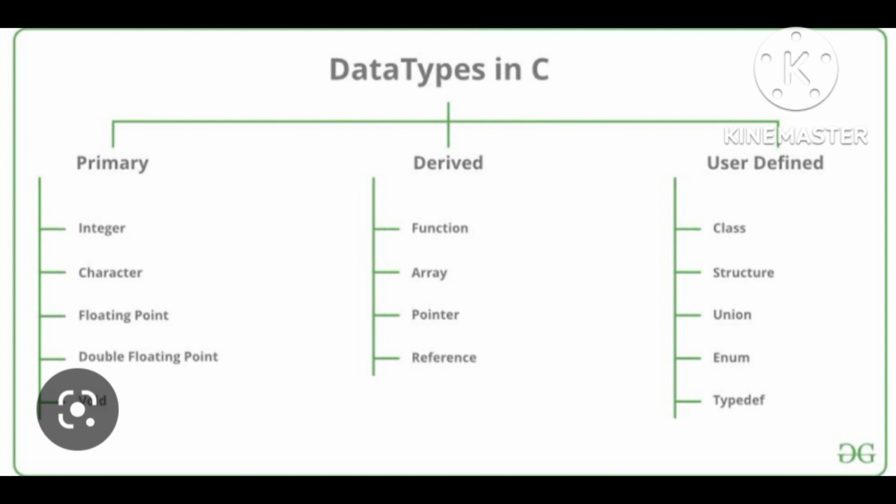Data types in C are divided into three types: primary data types, derived data types, and user defined data types. Primary data types are integer, character, floating point, double floating point, void. Derived data types are divided into function, array, pointer, reference. And user defined data types are divided into class, structure, union, enum, typedef.